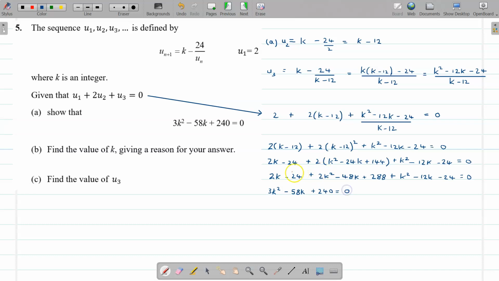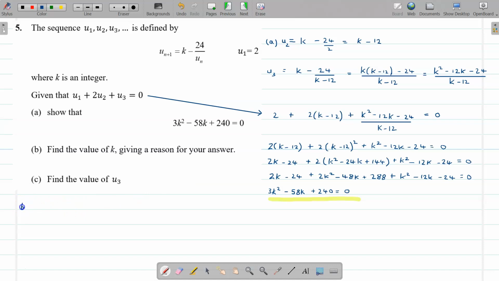Once you've got to the stage of separating out all the brackets, multiplying them all out, and combining terms together, that usually enables you to jump straight to the conclusion. But don't do it too soon, because it does say show that it's true. Okay, so we've done it now. And we've got to find the value of k, giving a reason for your answer. Now that suggests there are two values, and if you look at that carefully, you can see it will factorize. So this is part B now.